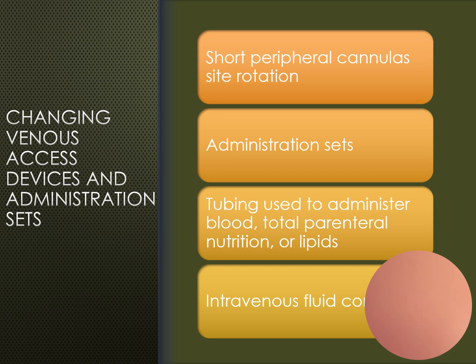Administration sets will be changed per facility policy, but usually about every 96 hours. Tubing that is used to administer blood might be changed with each unit. For total parenteral nutrition, or TPN, or lipids, the tubing will be changed more frequently. Tubings need to be labeled to indicate when they should be changed. And an IV fluid container should not be used longer than 24 hours. Even if there's still half a bag left, we have to change that solution container.